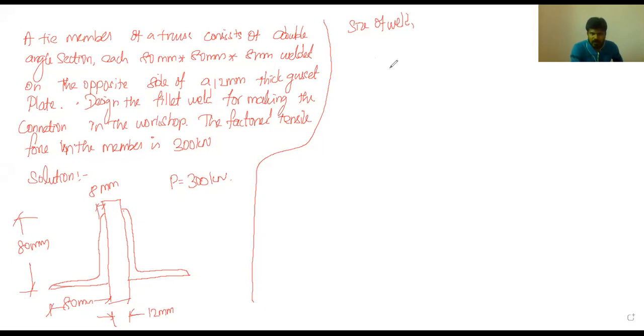So the size of weld is equal to 5 mm, from Table 21 of IS 800. Therefore, throat thickness te is equal to 0.7 times 5. If I solve this, I get 3.5 mm as the throat thickness. Now we have to calculate the pitch length.